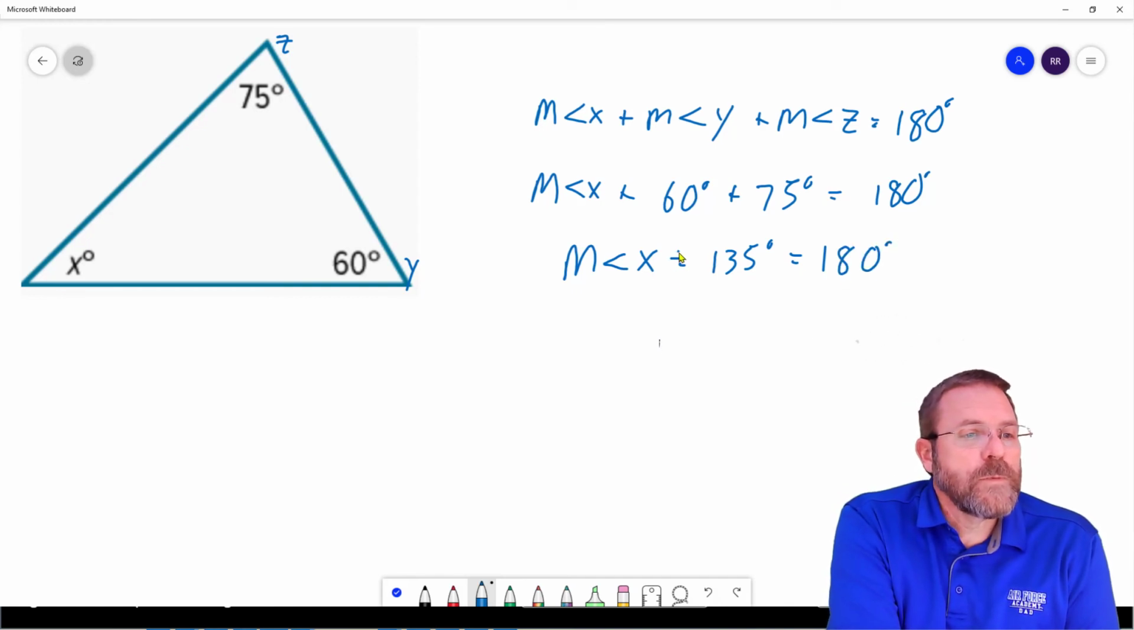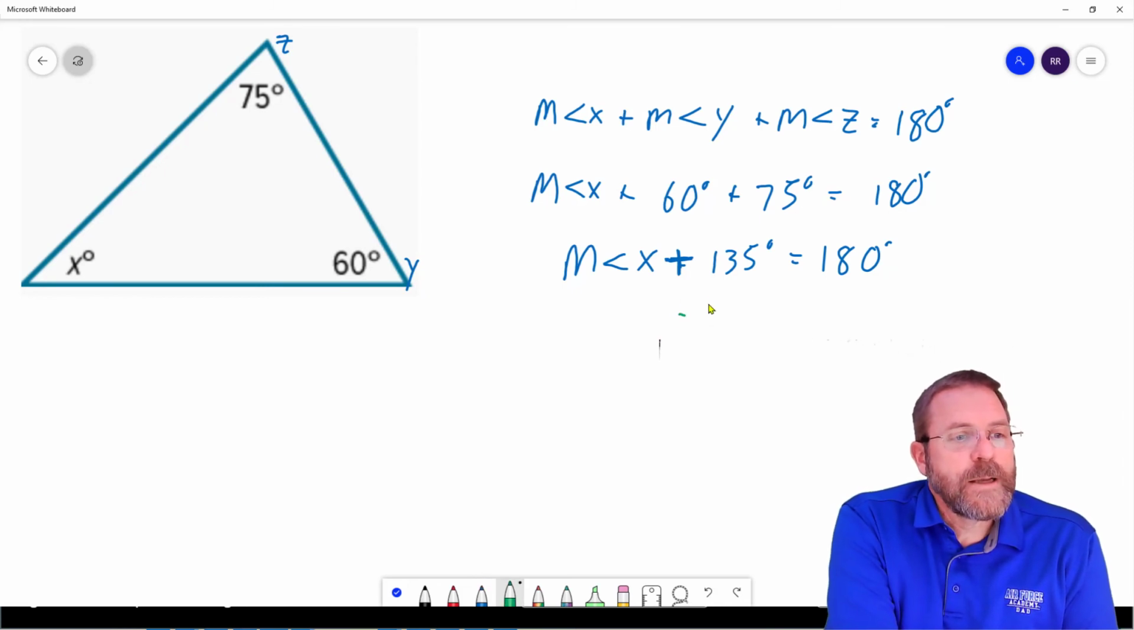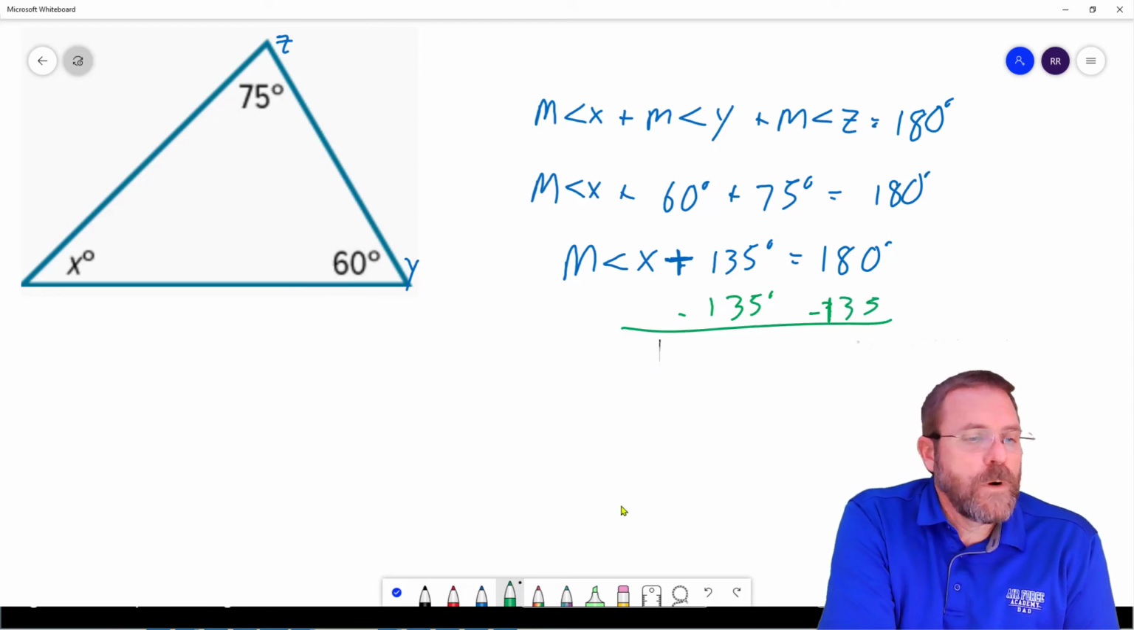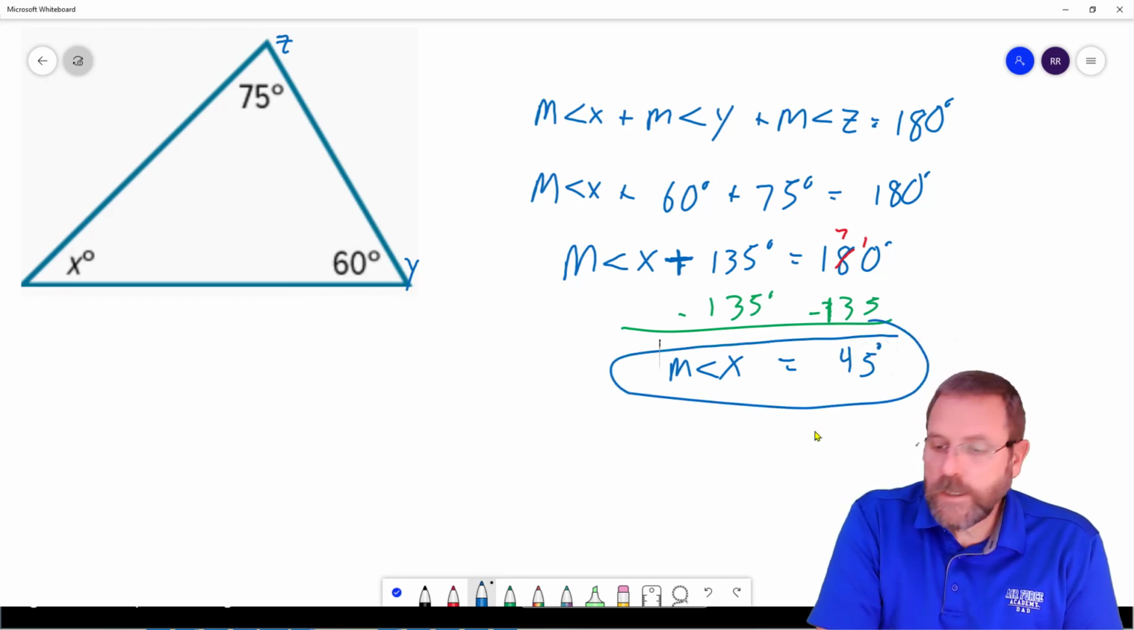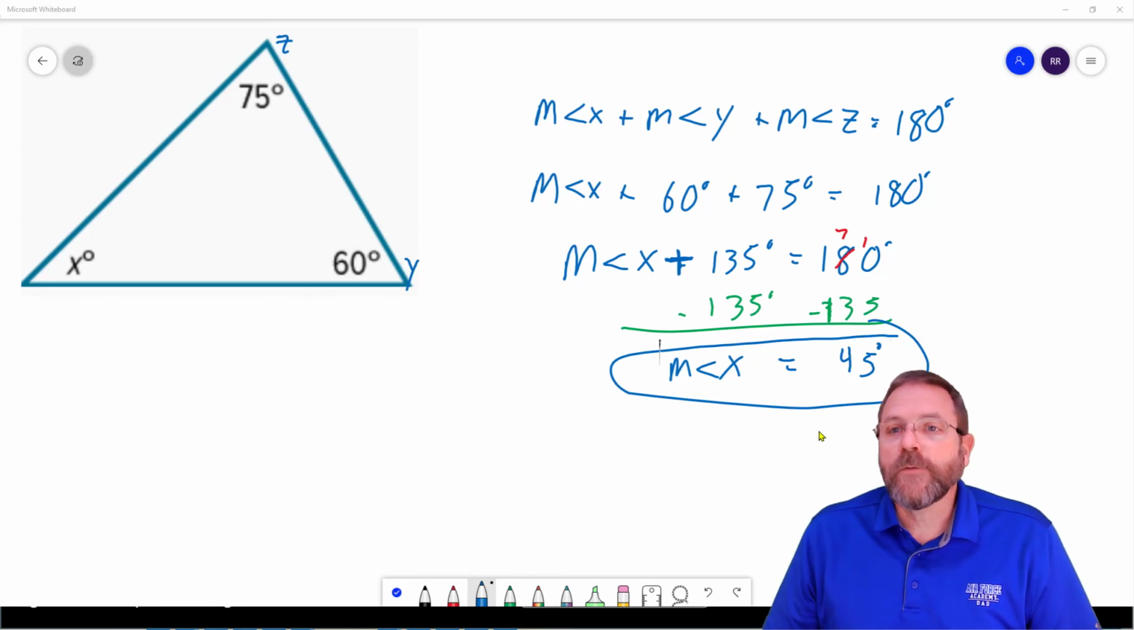That should be a plus sign right there, by the way. I'm going to undo that plus by subtracting 135 degrees from both sides. 180 minus 135. We're going to do some borrowing here. That's going to become a 7 and a 10. So when I subtract that out, I now have the measure of angle x is equal to 10 minus 5 is 5, 7 minus 3 is 4, and 1 minus 1 is 0. So our missing angle is going to be 45 degrees.